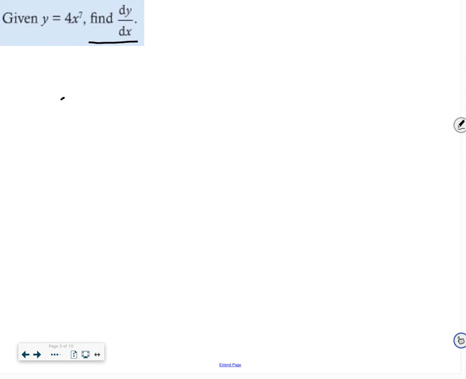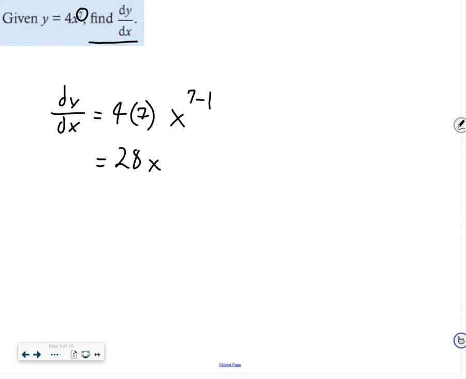function here, dy dx is equal to 4. I drop down my exponent, so 4 times 7, and then it's x, and then I take this index, I do 7 minus 1. So if I simplify this, 4 times 7 is 28, and that's x. 7 minus 1 is to the 6th power. So this is my dy dx.